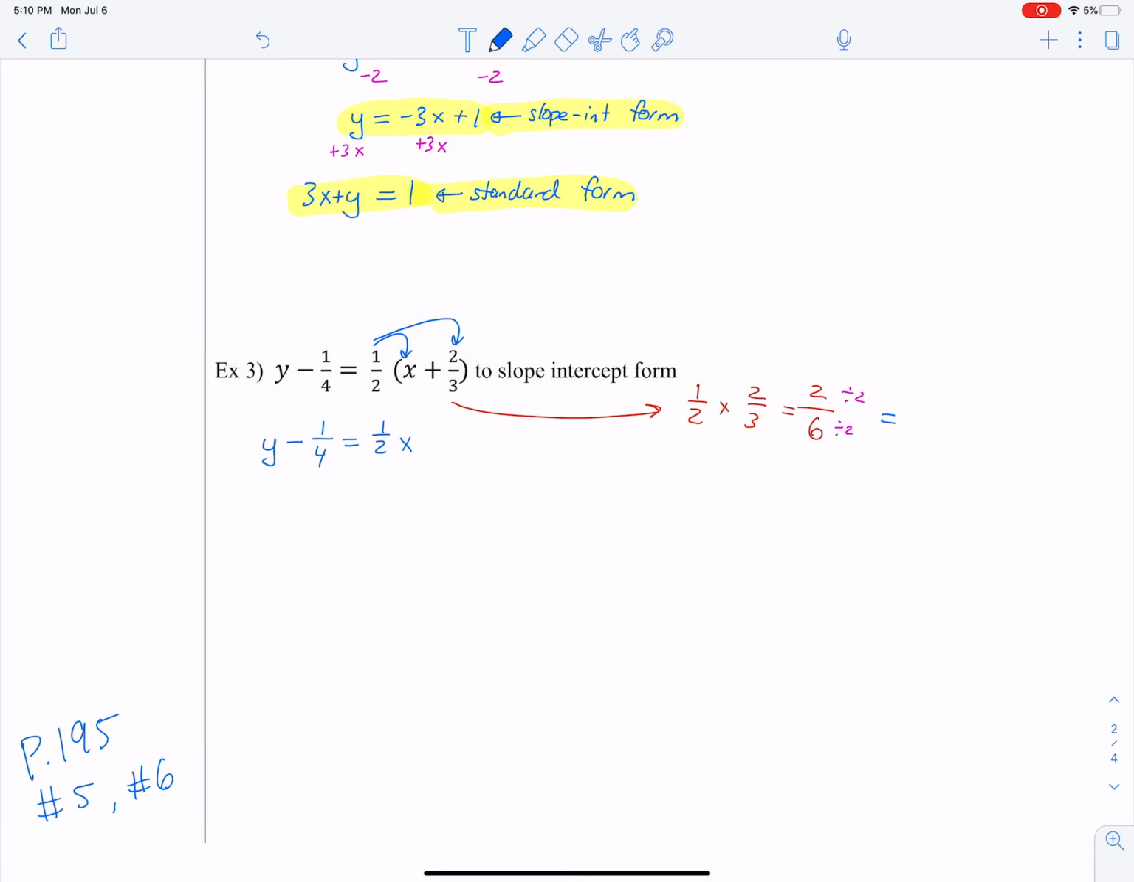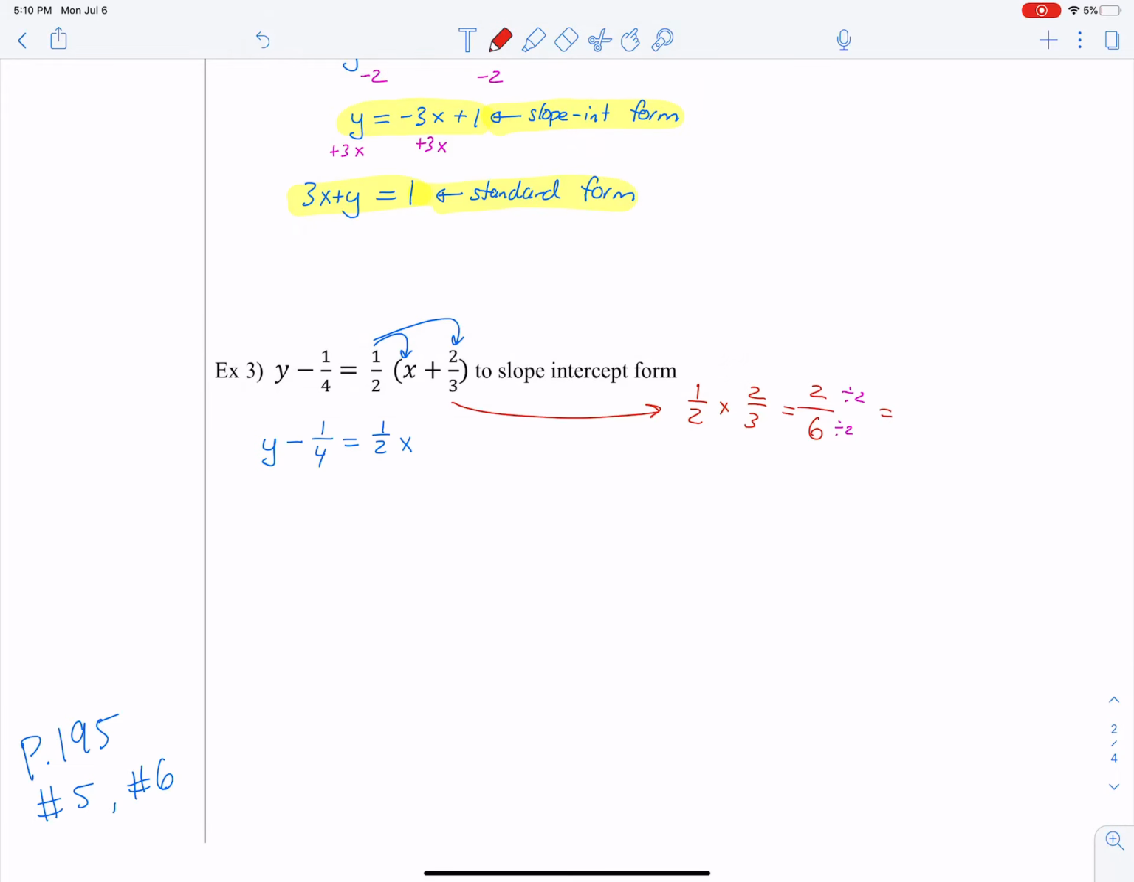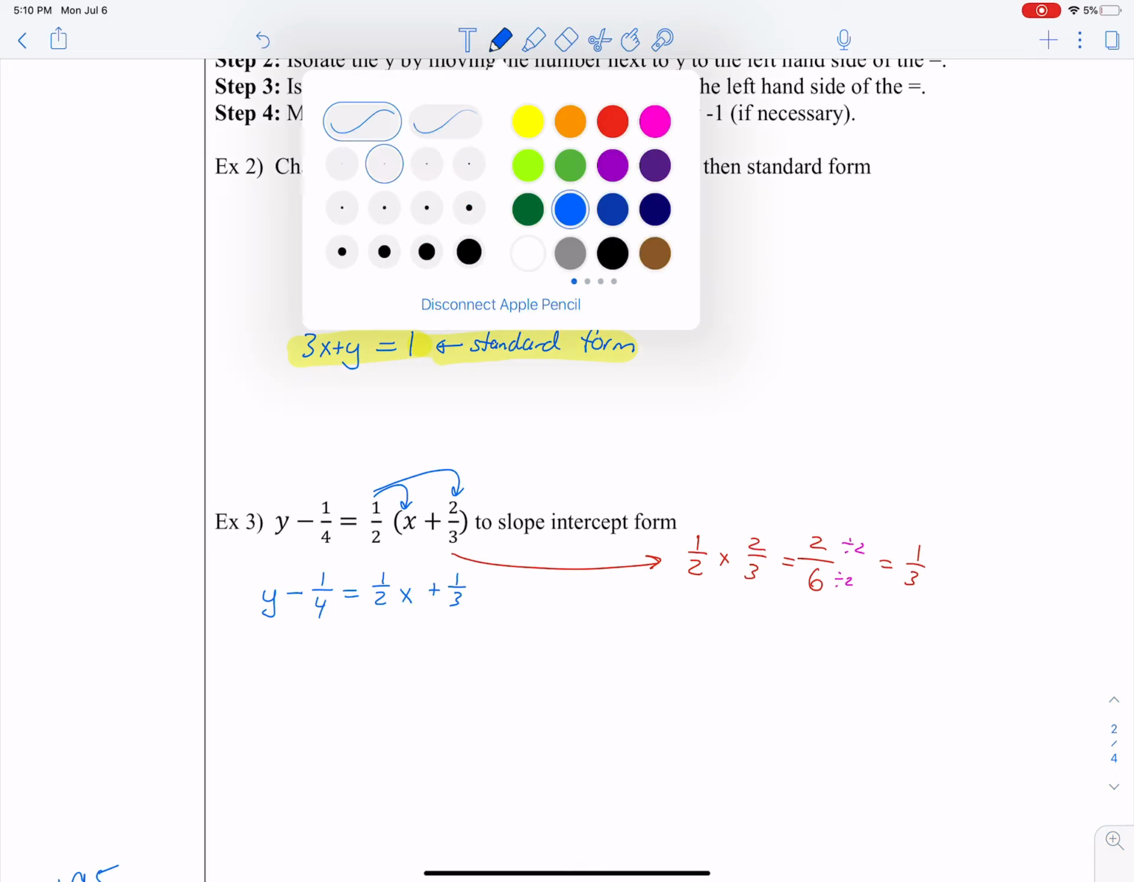Oops, I didn't write it in red. So I end up with 1 over 3 is my final answer. So I can say plus 1 over 3. Okay, so I just did that in a little sidebar over here. So I have 1 over 3. So now I'm going to do the same thing that I did up here. I'm going to take this and I'm going to move it over to the other side.